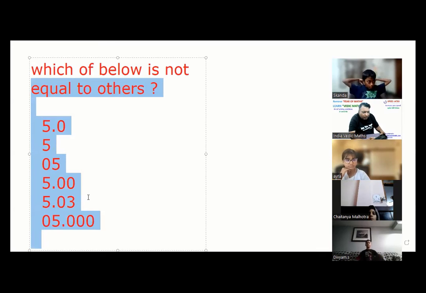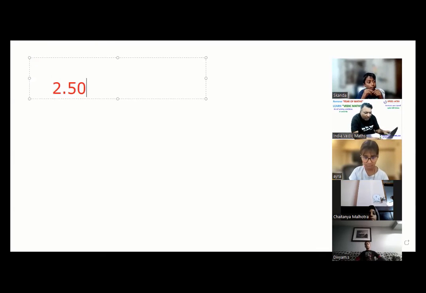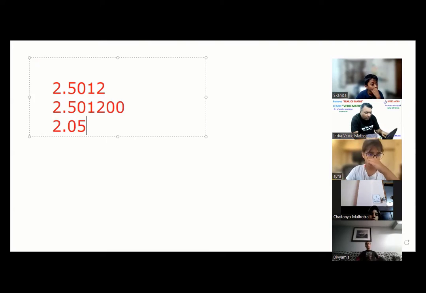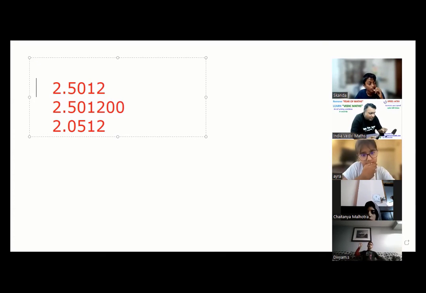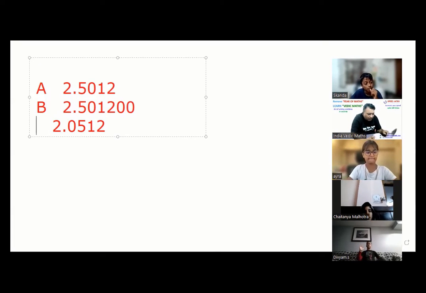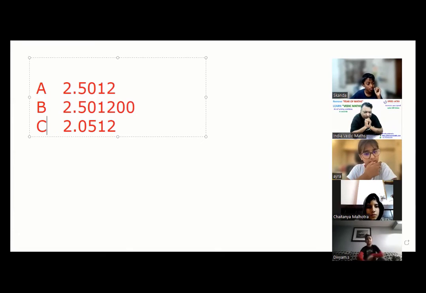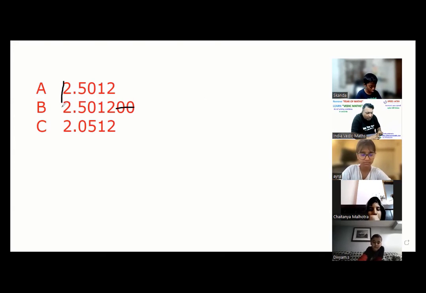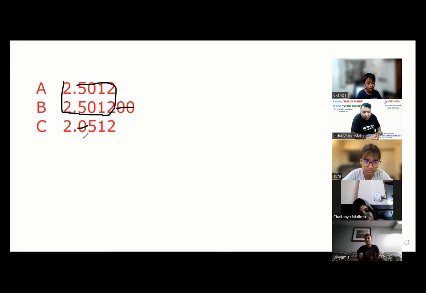Tell me, guys, which of these two numbers are equal? 2.5012, 2.0501200, 2.0512. Out of these three, which two numbers are equal? What do you think, guys? I'll say this number is A, this number is B, this number is C. Yes, Ira? Any idea which two numbers are equal here? Sir, A and B. Because this 0 will not count. So then these two numbers are equal. Correct?